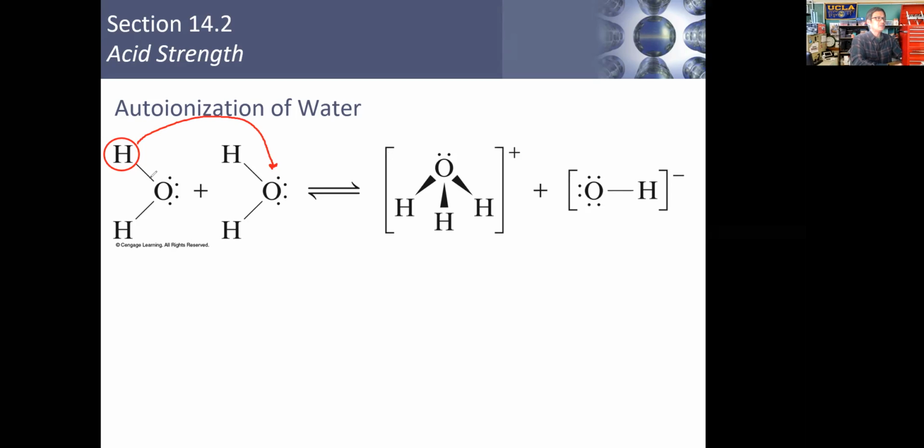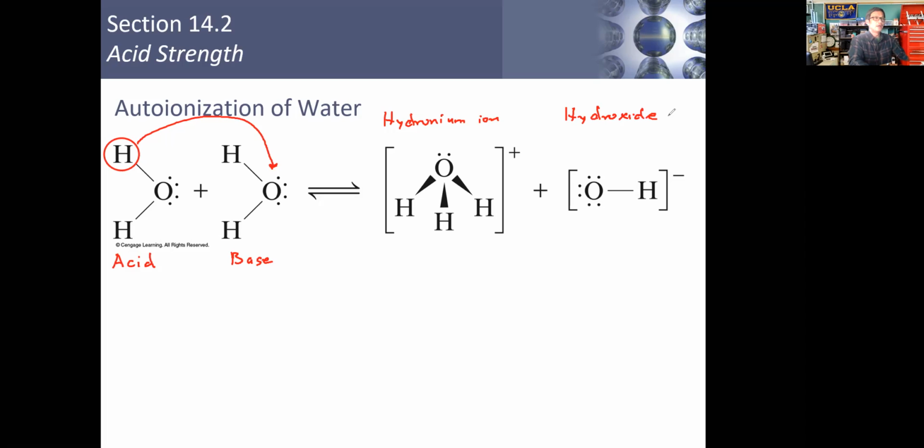If this water molecule does that, in donating its hydrogen ion, this is now our acid according to the Bronsted-Lowry acid-base theory. This water molecule is going to be the acid, and this water molecule will be the base. In donating this hydrogen ion to this water molecule, we form a hydronium ion. Here it is, there's our hydronium ion. And here, this is the hydroxide ion. We form two new ions because of that.